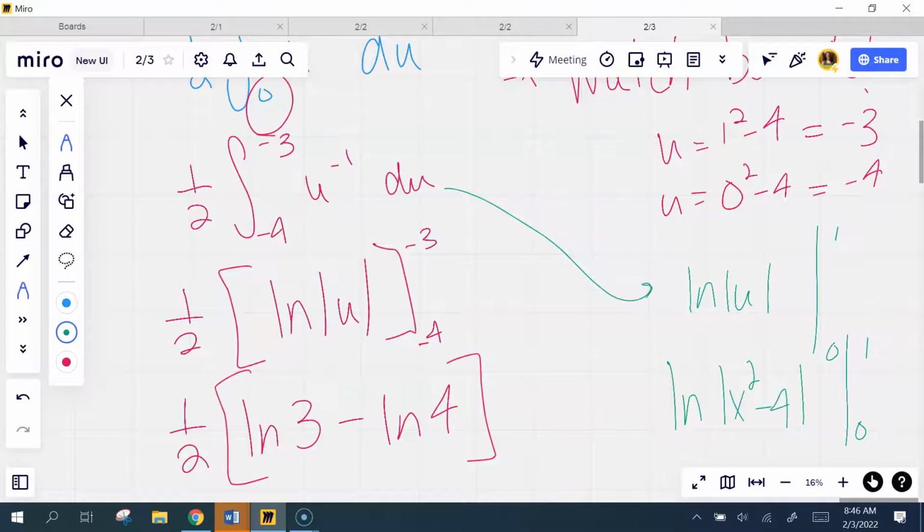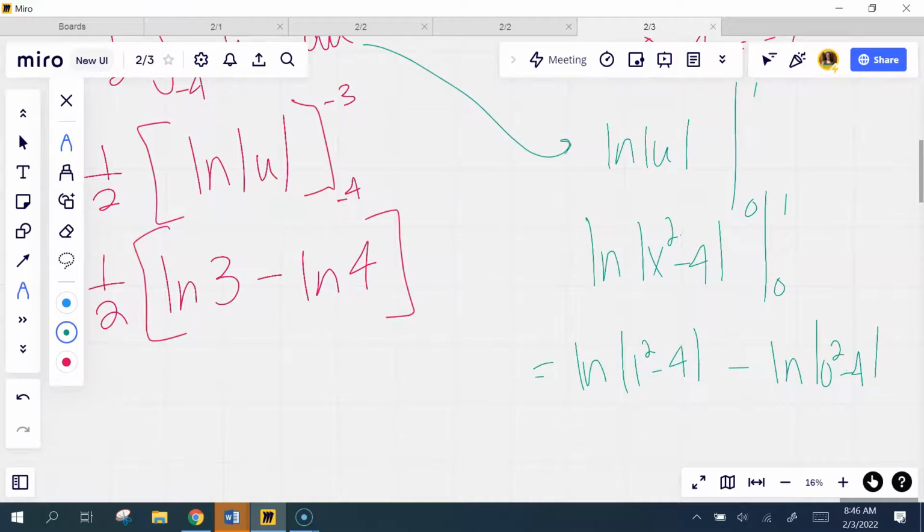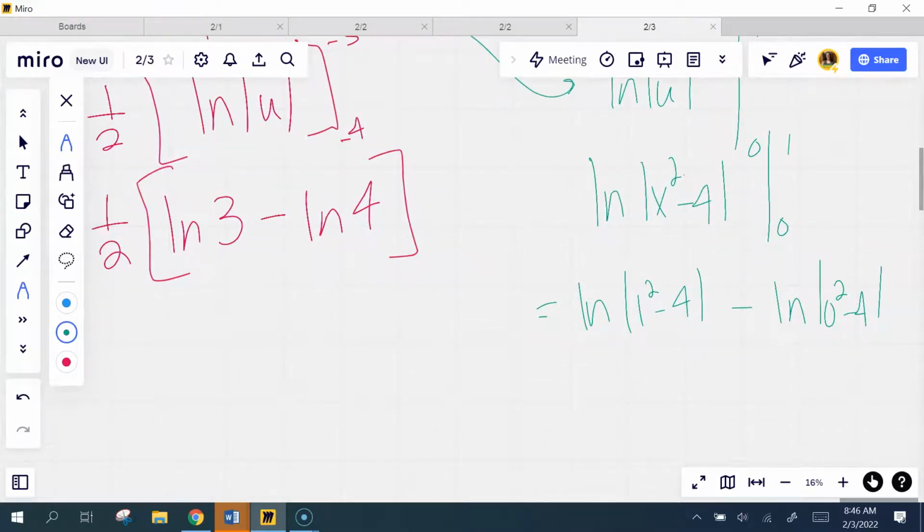So here you would put a 1 in, log of 1 squared minus 4. You're still doing the same thing you did before, minus the log of 0 squared minus 4. In my opinion, it's easier to come over and convert, but whichever you prefer. Whichever makes more sense to you is the one you should do.